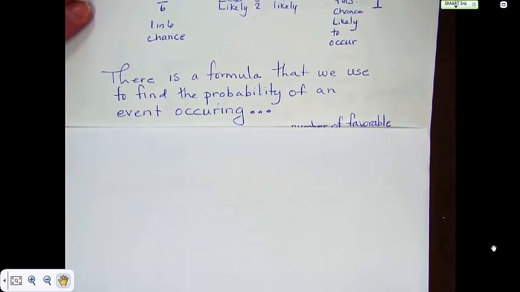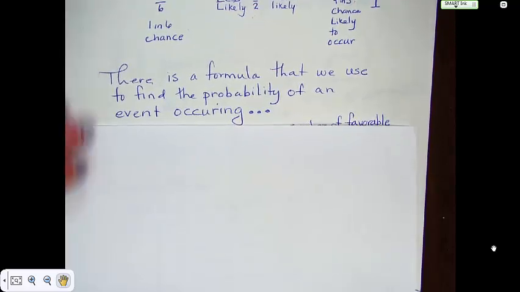Okay, there is a formula, and I would like you to write this down. There's a formula that we use to find the probability of an event occurring.